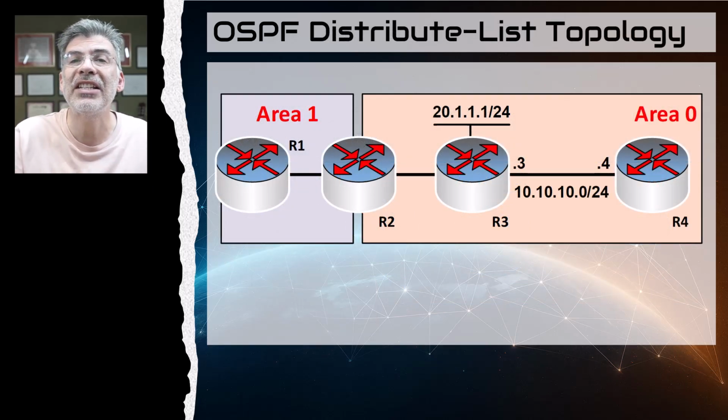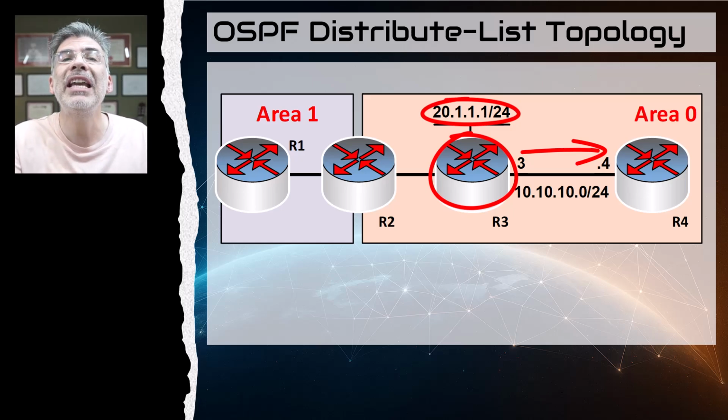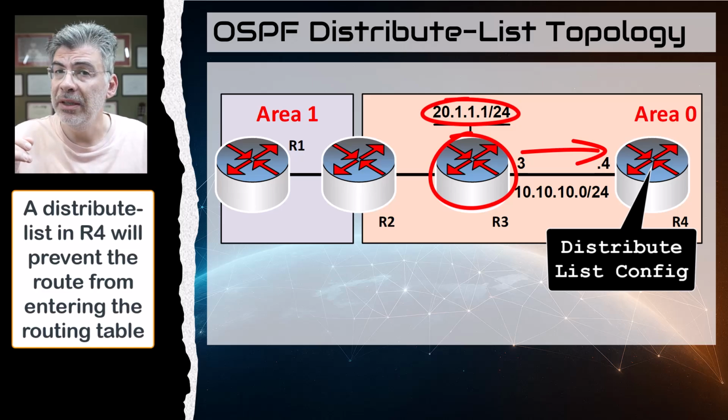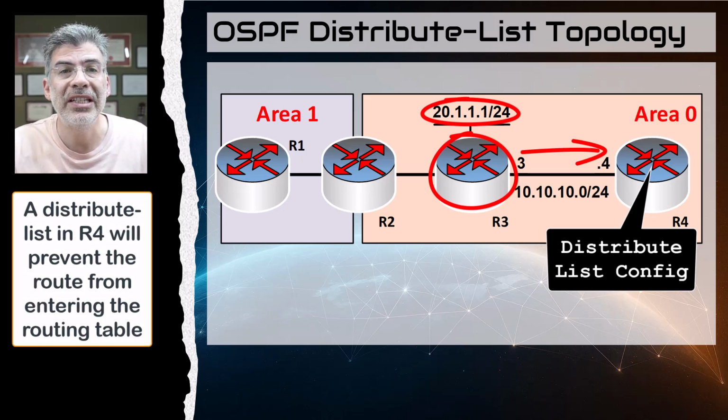Now let's take a look at this topology here, and we'll be focusing on Area 0. Specifically, we'll have R3 advertise this network to R4 using OSPF, and we'll use a distribute list in R4 to prevent that route, which will appear in the LSDB, from being installed in the local routing table.